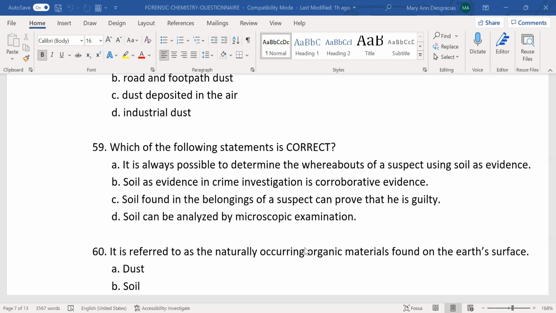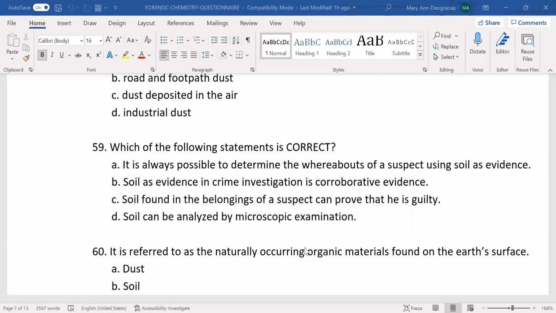So this is in soil analysis. A, it is always possible to determine the whereabouts of a suspect using soil as evidence. B, soil as evidence in crime investigation is corroborative evidence. C, soil found in the belongings of a suspect can prove that he is guilty. D, soil can be analyzed by microscopic examination. The best answer.